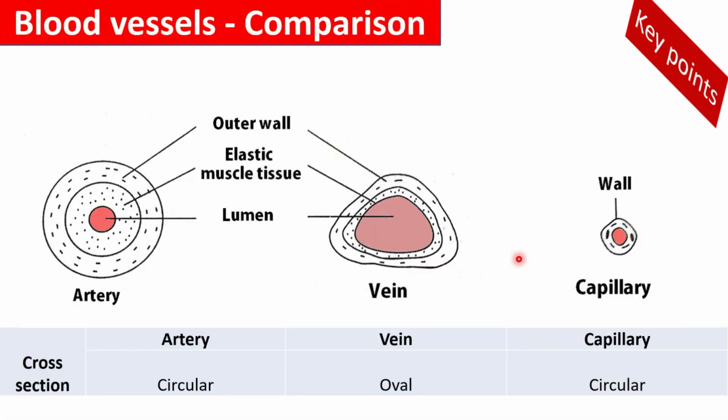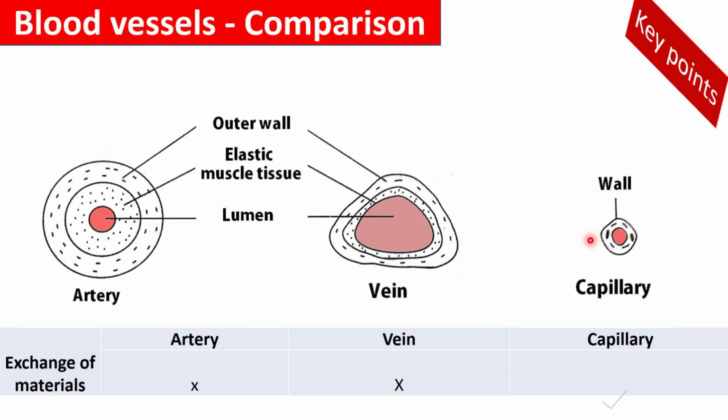The next thing is, if you compare the cross section, it is circular in shape, the cross section, but here it looks oval, and this one again it looks circular. That is the cross section comparison.